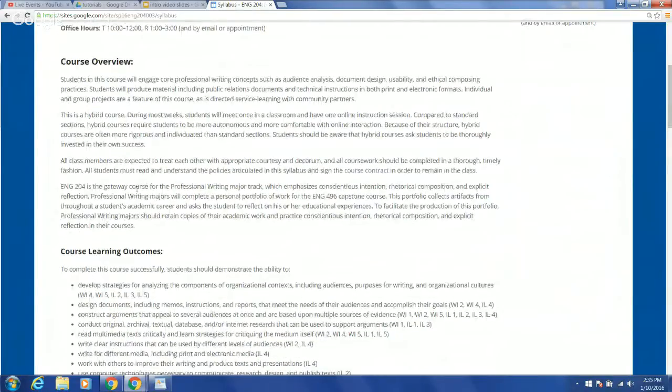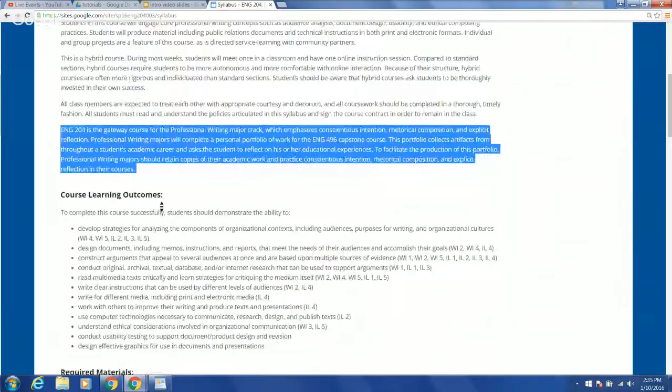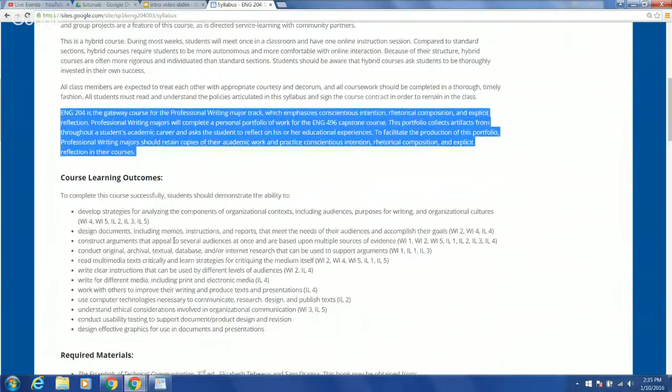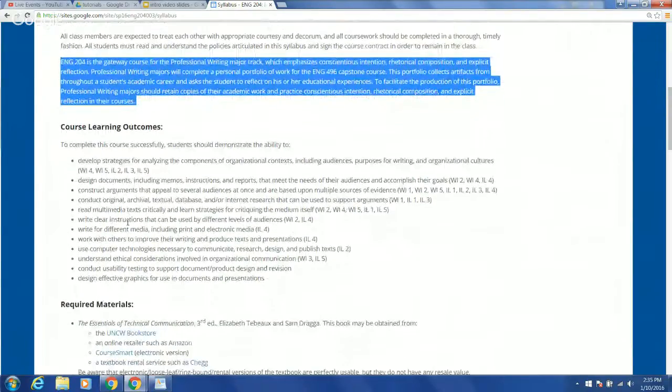This is also the gateway course for the professional writing major. So if you are a PW major, you just want to make sure you're hanging on to all your coursework for this class, because in your 496 capstone you will do a portfolio, so you want to make sure you have all your work from your degree. The outcomes, you can take a look at these. This is a writing intensive competency course. It is also an information literacy competency course in terms of the university studies competencies.